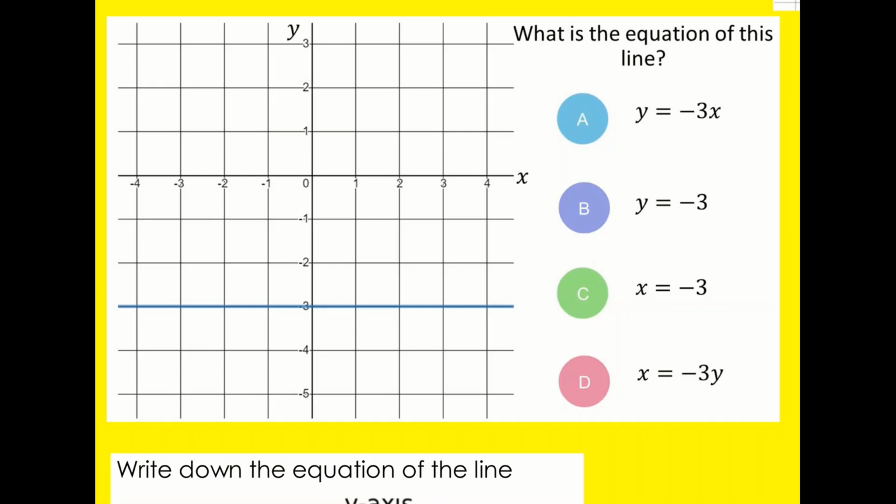Before we move on to the last little part of this lesson, I'm just going to recap equations of lines. So is the equation of this blue horizontal line A, B, C, or D? Well, the answer is B. And we can see why, because here the coordinate would be 3, -3, whereas over here it would be -1, -3. All the way along, we have that y is equal to -3.